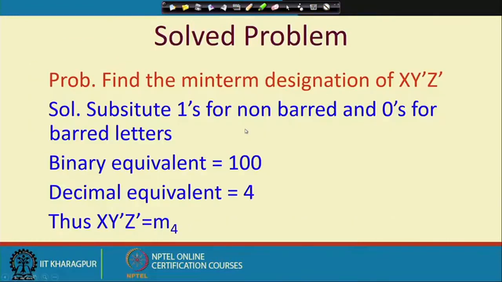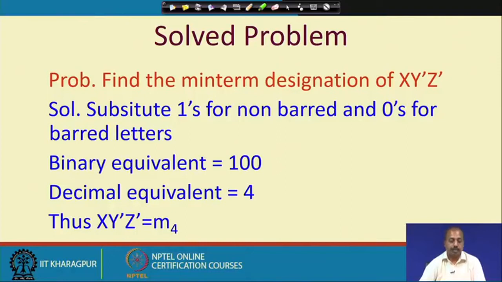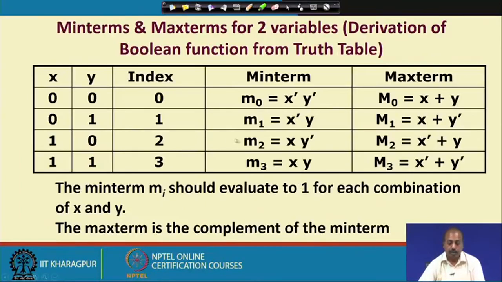Next we will see some problems. Find the min term designation of x y bar z bar. Its binary equivalent is 1 0 0, so the decimal equivalent is 4. So, it is m4. This is the standard notation that we are using. If this value evaluates to 0, we write it as m0. If this value evaluates to 2, that is 1 0, we write it as m2. So, by giving this number or index, we can directly understand what the corresponding min term is. That is why this indexing is done.